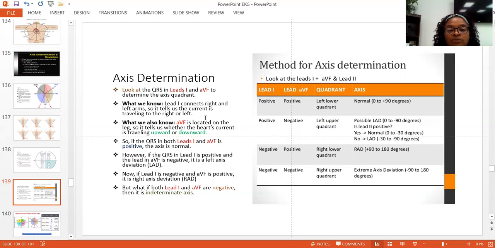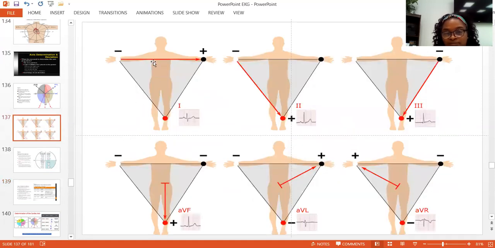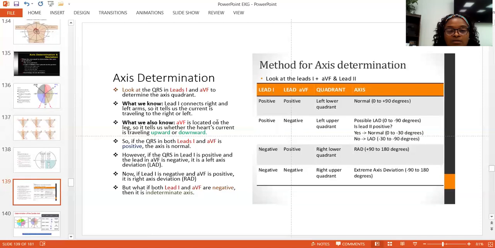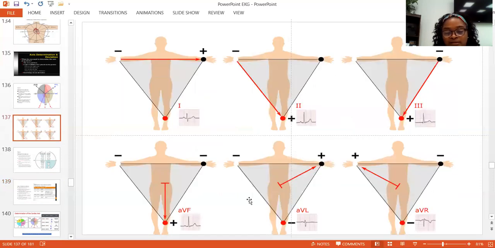What we know is lead 1 connects right and left arm. And how do we know that? Because we learned that back with our lead placement. And here again is an example. So that tells us that the current is traveling right to left. We know that AVF is located on the leg, so that tells us whether that heart's current is traveling up or down. And how do we know that? Here again, because we're going to draw from our previous lessons on lead placement.